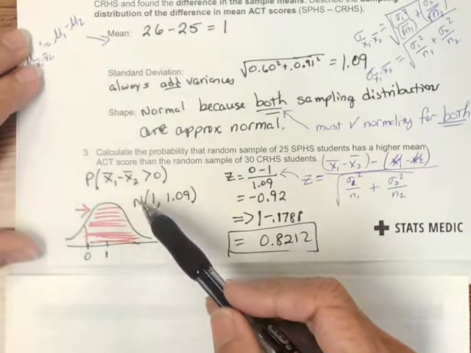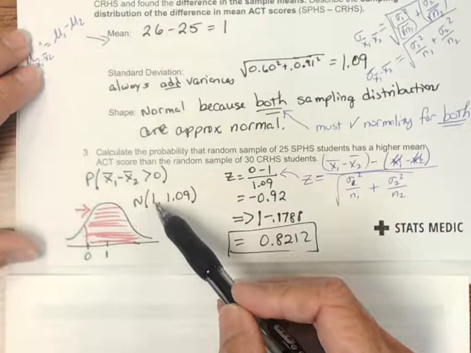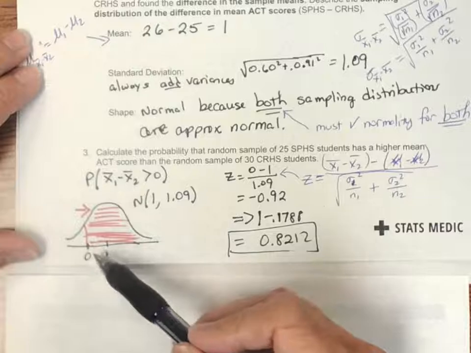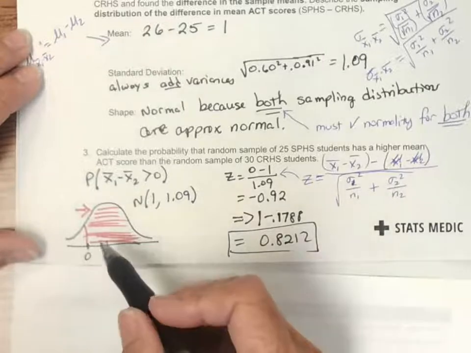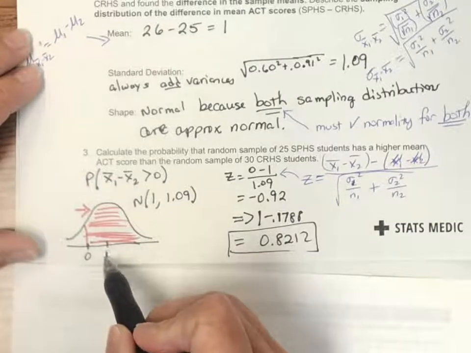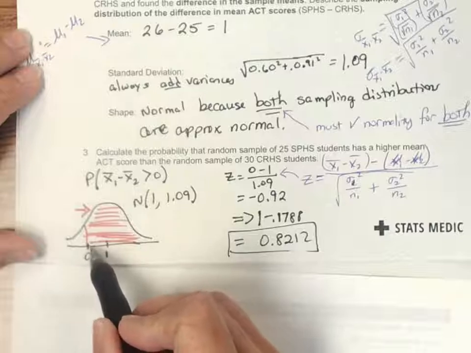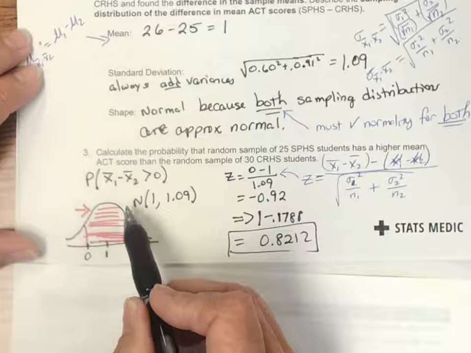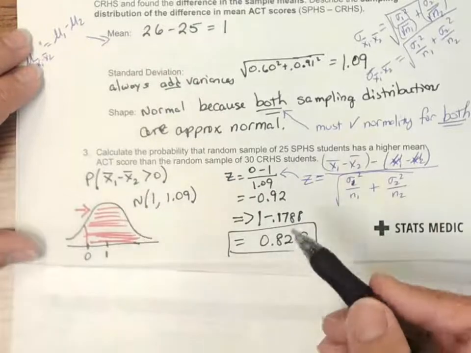So here's what it looks like. It's a normal. The mean difference is 1, and the standard deviation is 1.09. Draw your little chart, your normal curve. The mean value is 1, and I'm interested in being greater than 0. So anything that's positive is meaning that Stony Point has a higher value.